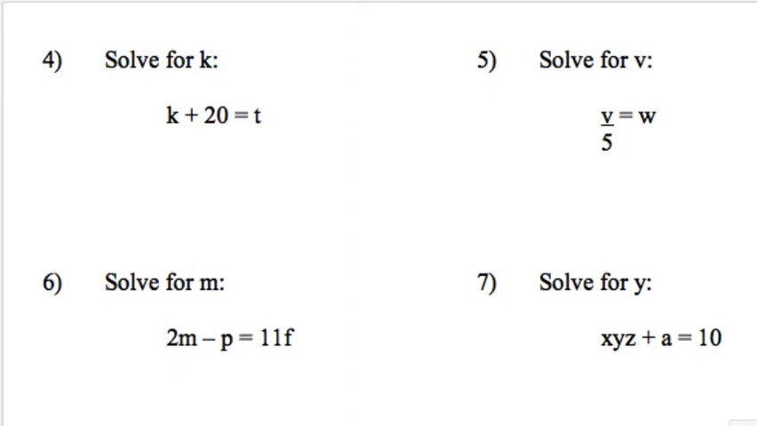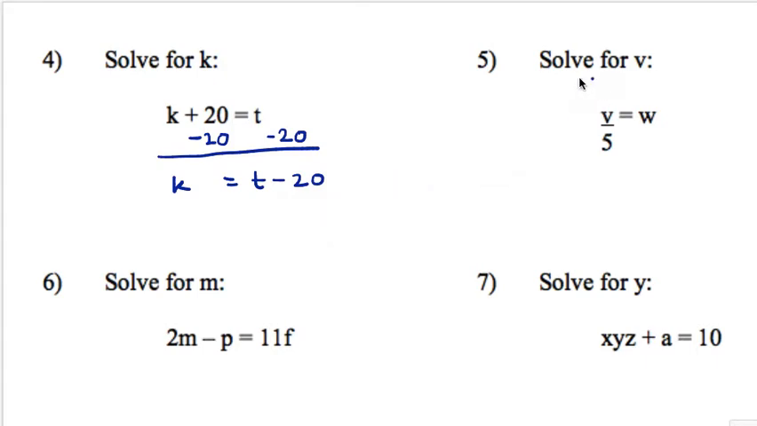Here are a few examples, okay? And I'll run through these for you. So, a few examples real quick. If we want to solve for k, k is on the left-hand side here. We've got a 20 in the way, so we're going to subtract 20 from both sides. And that, of course, gives us k equals t minus 20. Not too bad, right? The key thing here is we're not looking for a perfect, one-number answer. We're just looking to find out how we represent this variable k in terms of everything else.